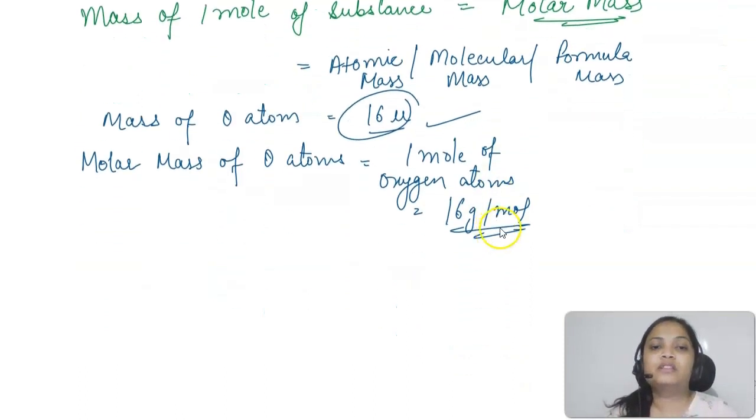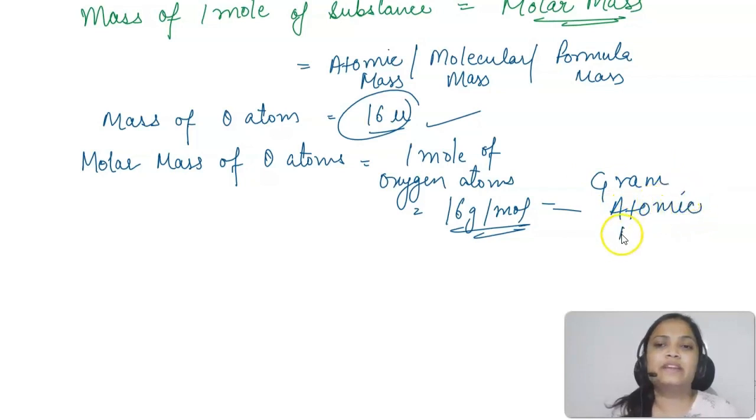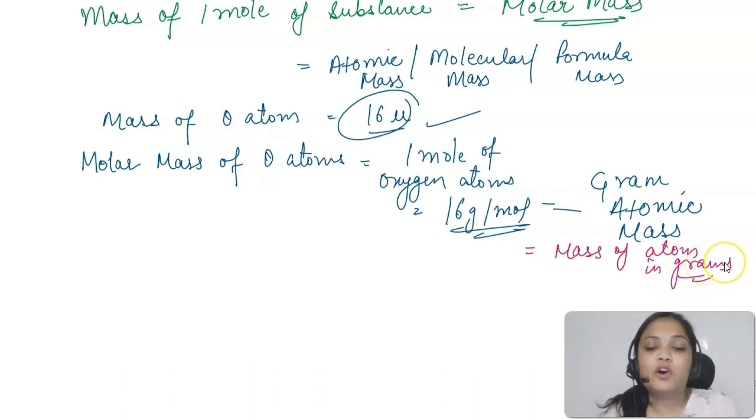Alright. So this mass is also known as gram atomic mass. If we talk about the atoms, it's gram atomic mass. If we talk about the molecules, it is gram molecular mass. Alright, so gram atomic mass means the mass of an atom in grams. So that is the meaning of your molar mass. Now, once we know what is molar mass, what is 1 mole, then we are able to solve the problems that are given to us.